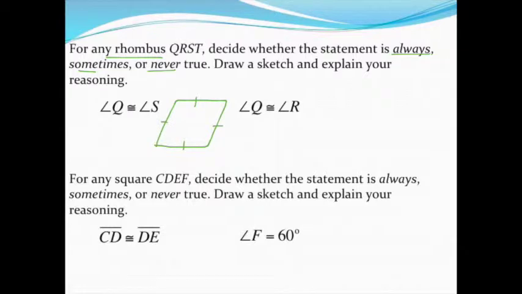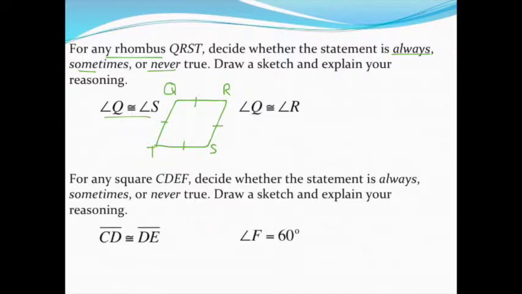So they've labeled it QRST, so it doesn't matter how you order, just make sure you go around in order. So I'll go QRST around this way and see if this will help me determine whether these statements are sometimes, always, or never true. So the first statement talks about angle Q and angle S. Well, in my diagram, no matter how I tilt this, angle Q and angle S are always going to be opposite angles.